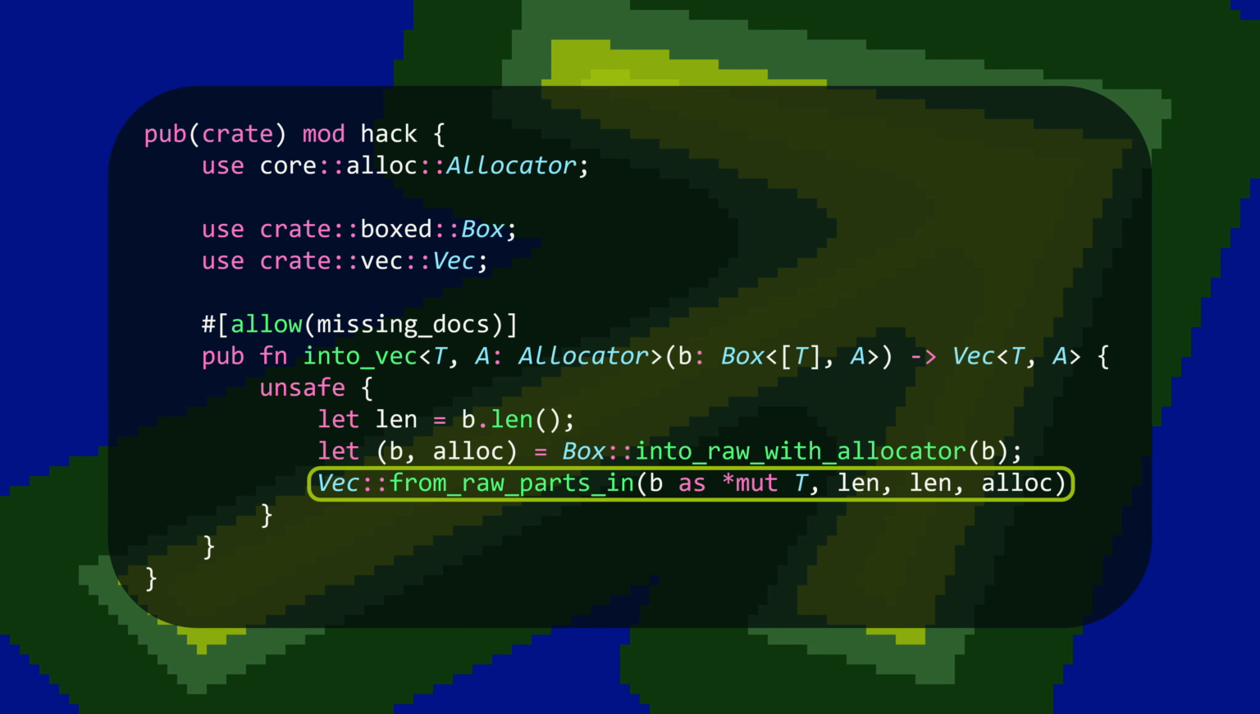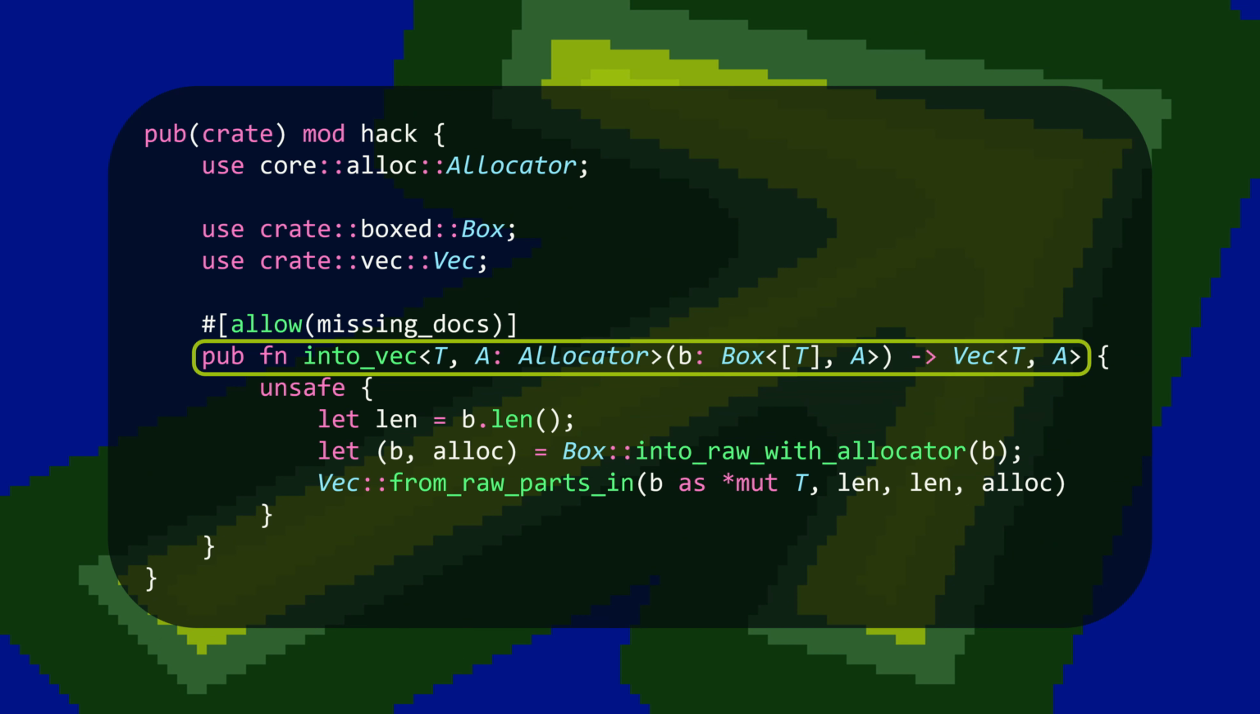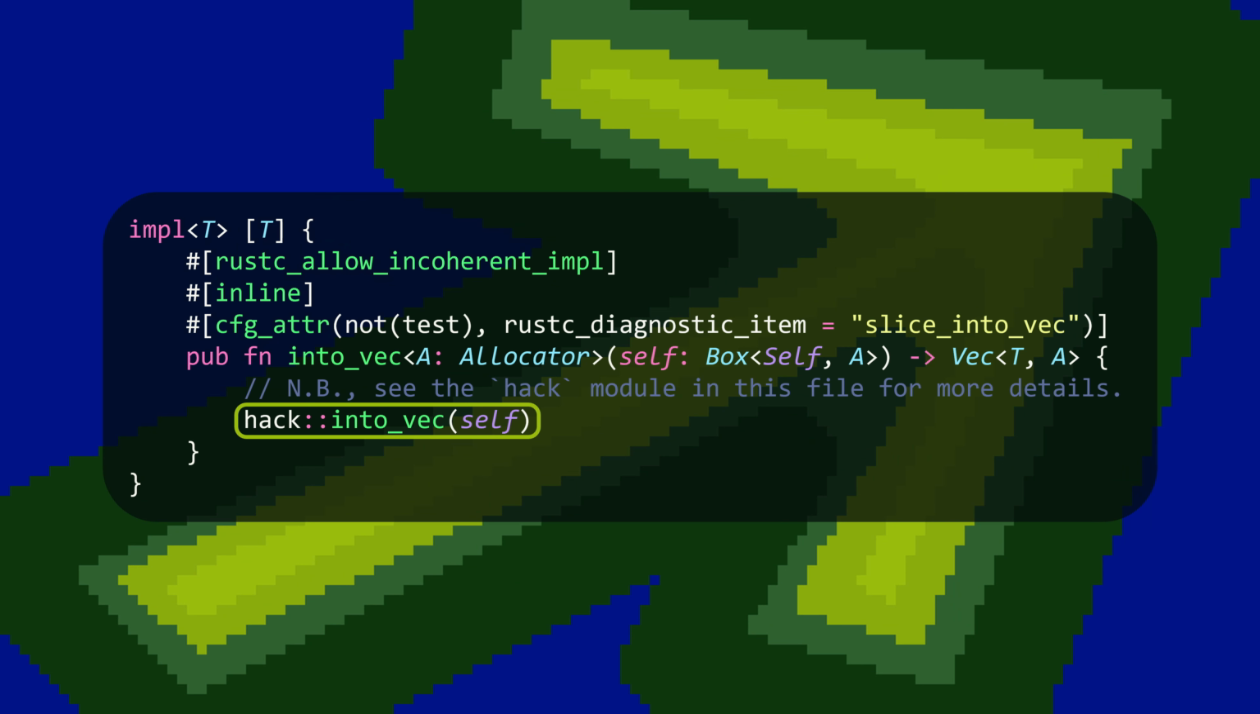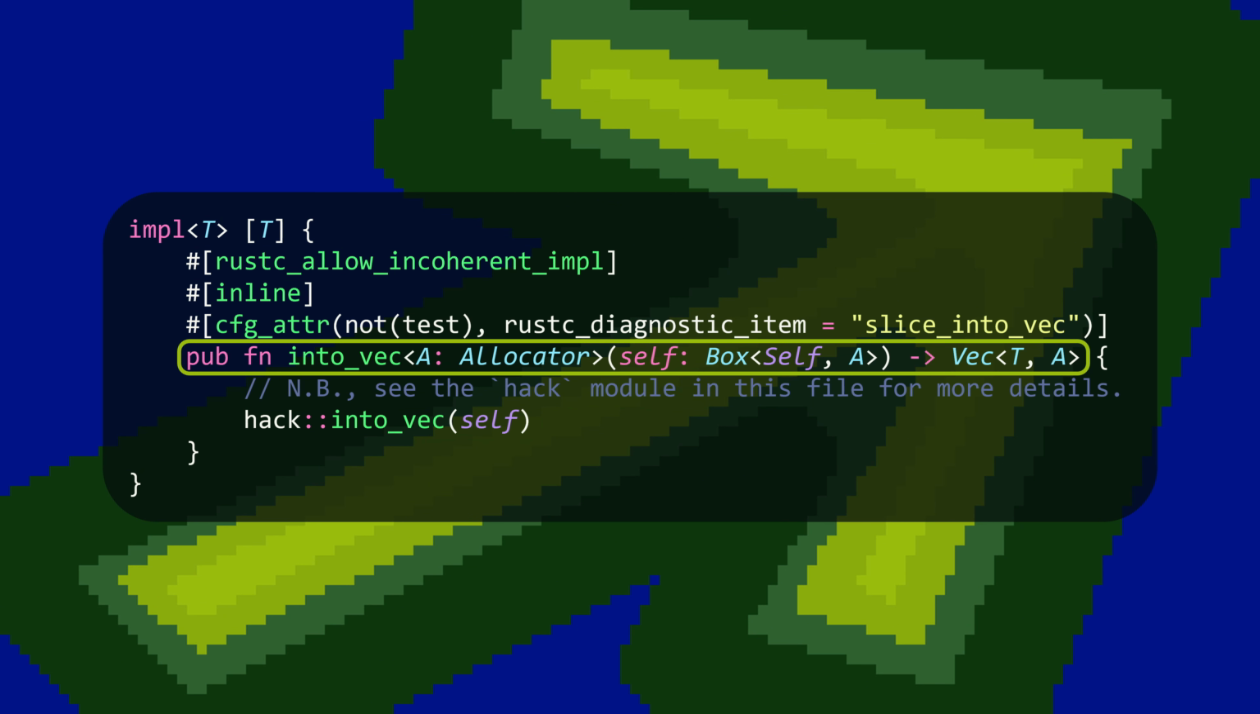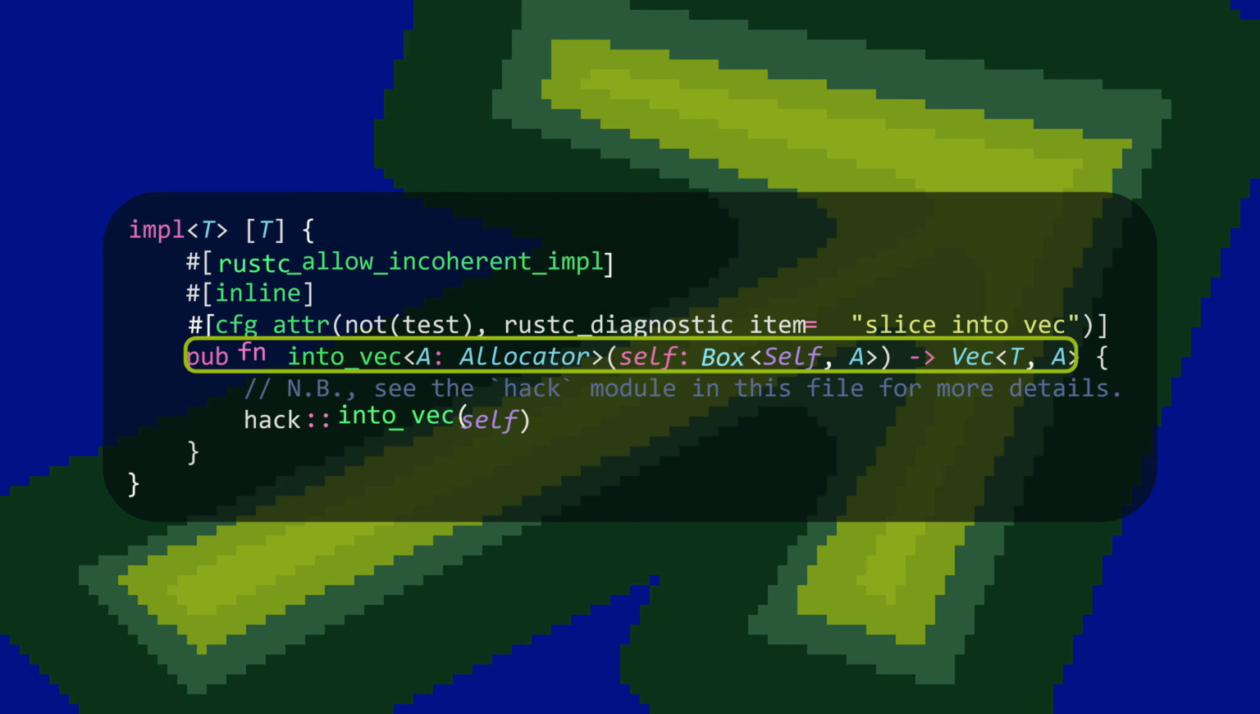This constructs a vec given a pointer to our boxed slice, its length, and its allocator. This into vec function, which takes a boxed slice B and returns a vec, is called by slice's into vec method. This method takes a boxed slice and returns a vec. It simply calls the hack module's function of the same name. It does things this way to solve an issue surrounding testing. I'll of course link the documentation describing this module in the description.